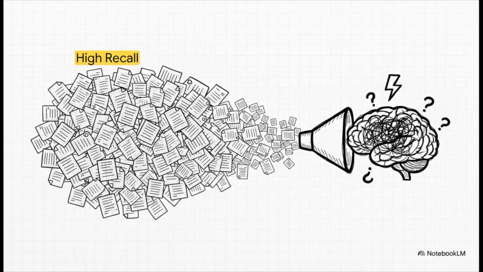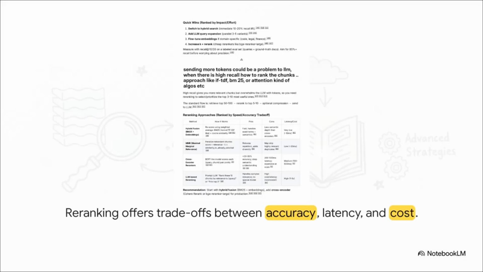Just dumping all of that into the LLM is a bad idea. It's too much noise, and it can just confuse the model. That's why we need one more step, re-ranking. So after you retrieve your top, say, 50 documents, a re-ranker's job is to score and reorder them, picking out the absolute best ones to send to the LLM.